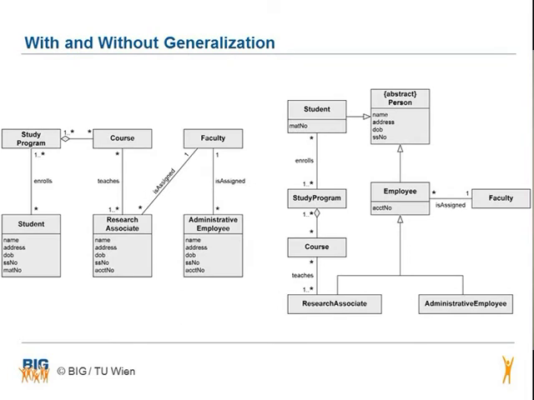A typical best practice is that a person is an abstract class because there are many different types of persons, but each person has a name, address, date of birth and a social security number. Student, research associate and administrative employee are persons. You can even build a superclass for employees of the university.